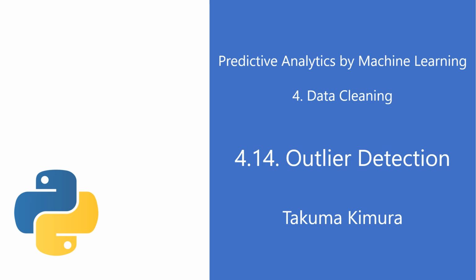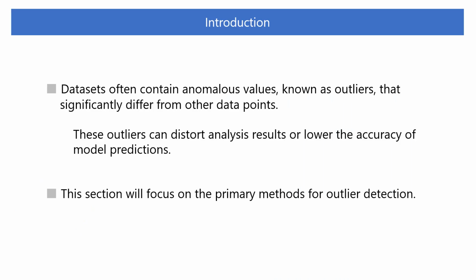Chapter 4, Section 14, Outlier Detection. Handling outliers is an important process in data analytics. Datasets often contain anomalous values known as outliers that significantly differ from other data points. These outliers can distort analysis results or lower the accuracy of model predictions. Therefore, we need to handle outliers properly. As the first step, this section will focus on the primary methods for outlier detection.